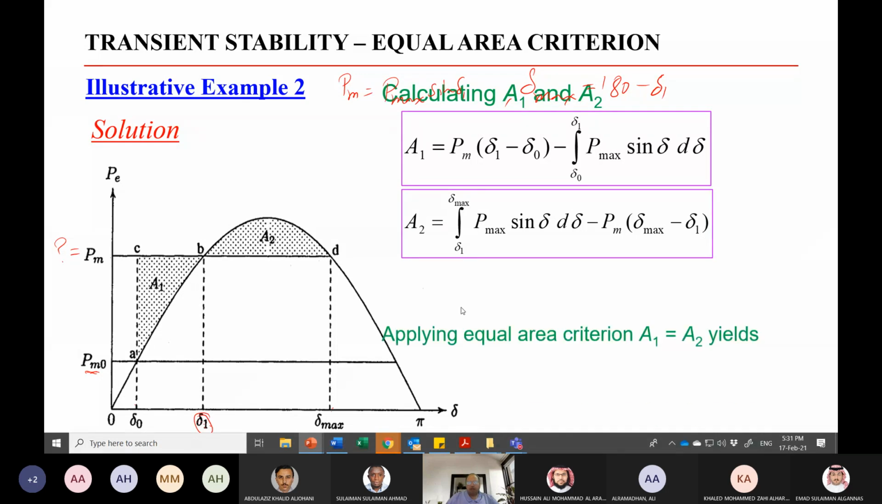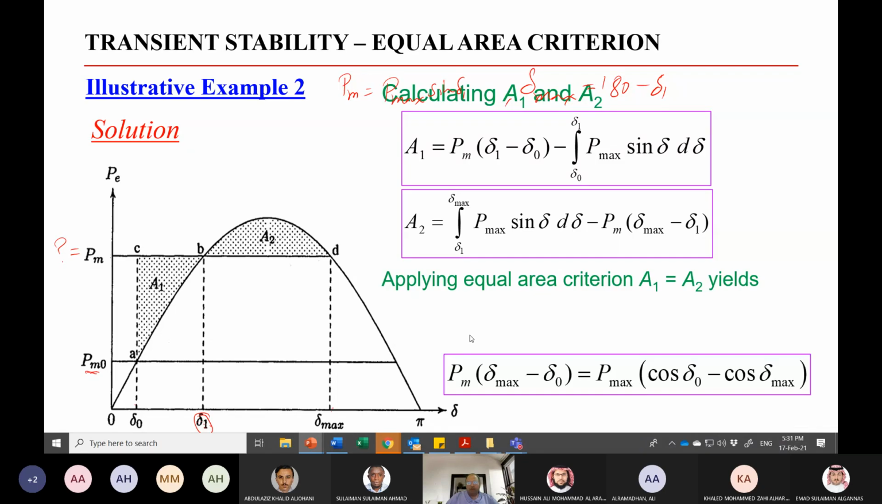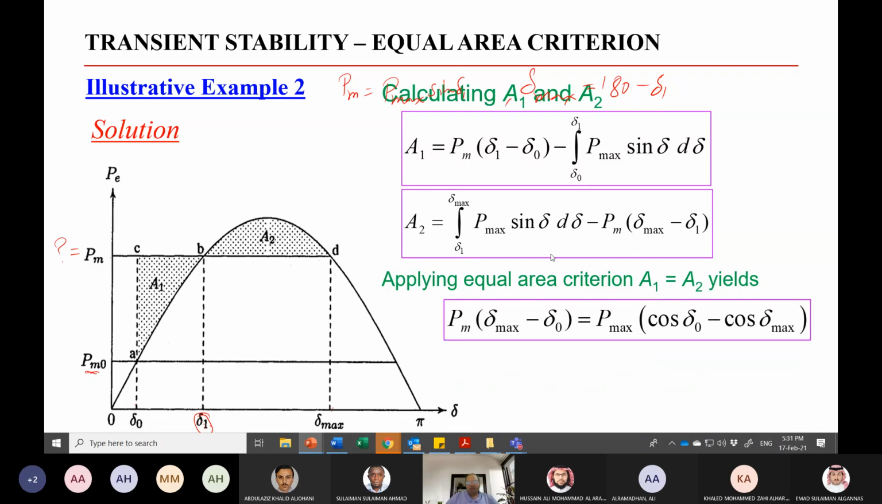So you can, of course, say A1 equal to A2, and you can do some manipulation of this. This is cosine delta and B max cosine delta 1 and so on. This sine delta integration cosine, and you have delta max minus delta 1. And at the end, you can easily do it. There is no magic here. So you can end up with this equation. Bm times delta max minus delta 0 equal to B max times cosine delta 0 minus cosine delta max.